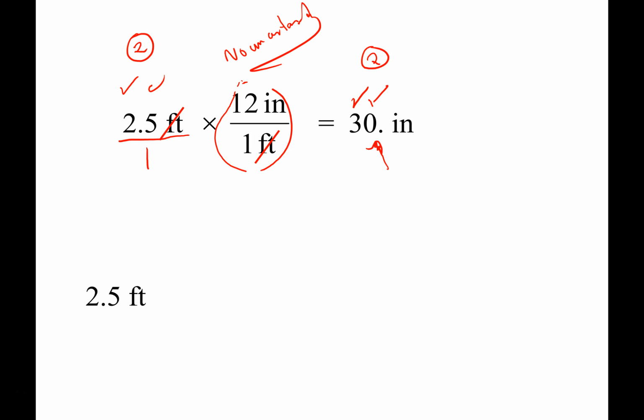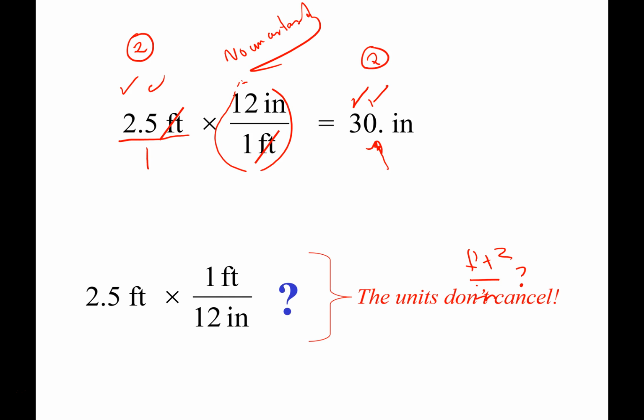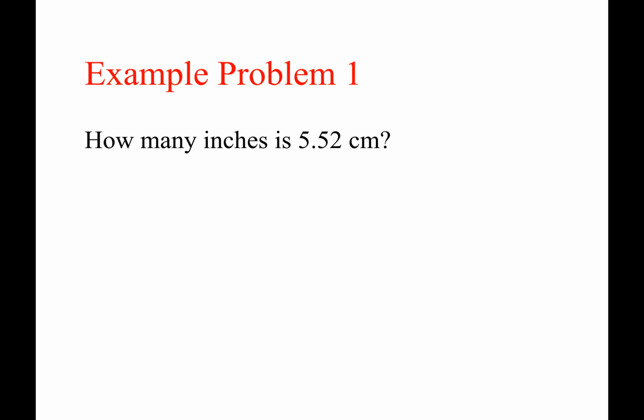So we went with A. If we'd gone with B, notice our number would have been different, 2.5 divided by 12. But notice that nothing would be canceled, and we'd have units of what? Feet squared per inches. You're like, that's not right. Okay. Cool. Let's do another one, shall we?